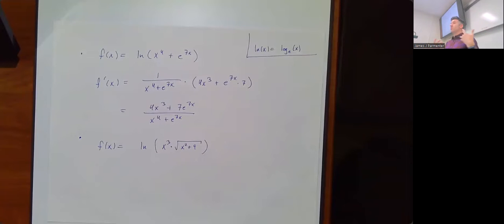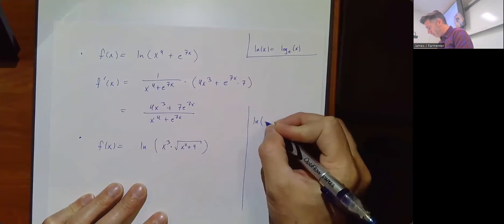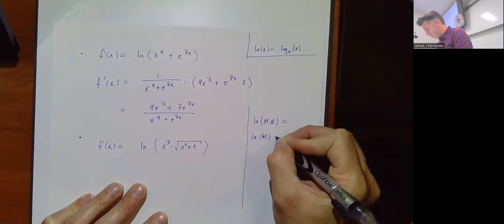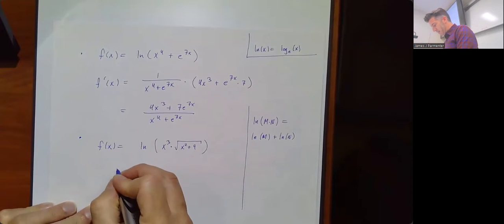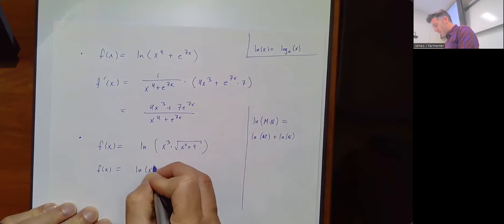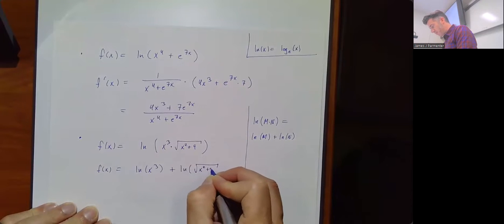Here's what I would encourage you to do if you ever see natural log or any log of a complicated thing that's multiplied or divided together. We can use the rules of logarithms, right? There are some rules of logarithms, like the fact that the natural log of a product is equal to the natural log of the first thing plus the natural log of the second thing. So I can break this up and write it as, I'm not taking the derivative yet, I'm just rewriting the function, the natural log of x cubed plus the natural log of the square root of x squared plus 9.